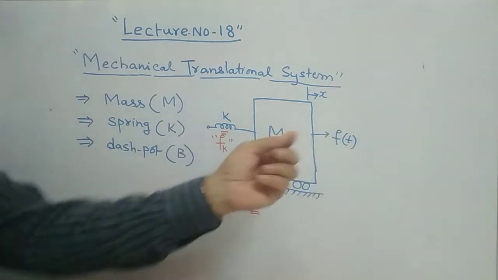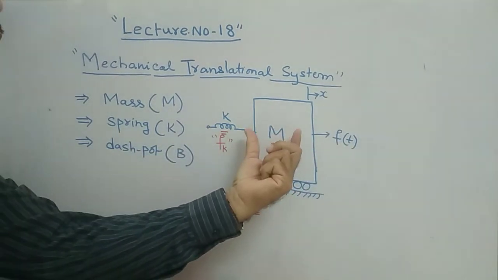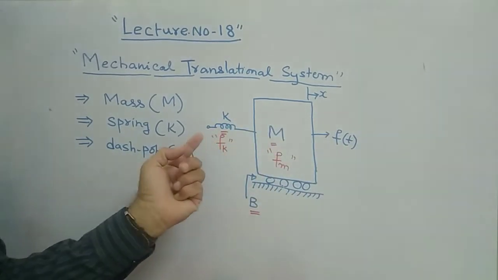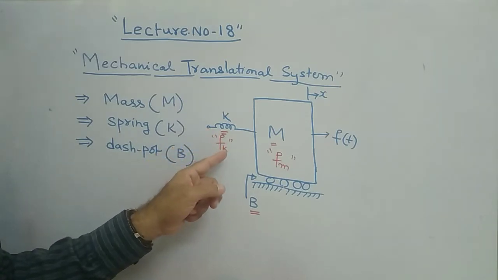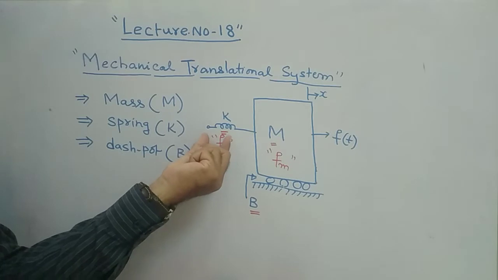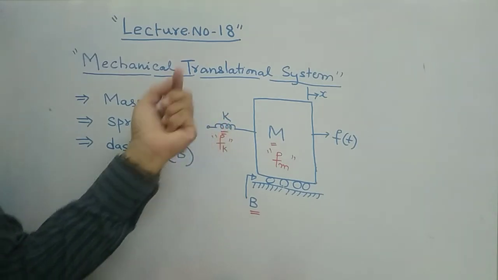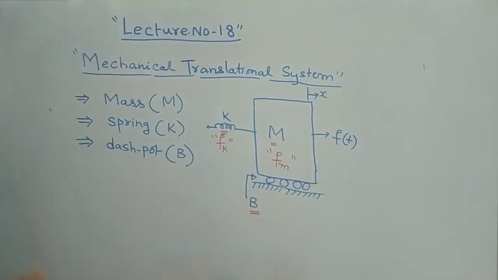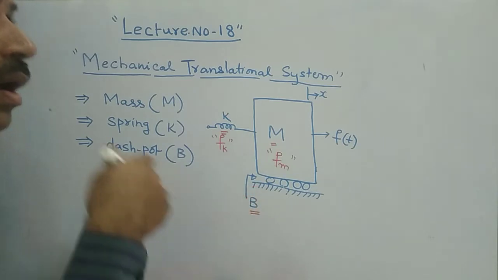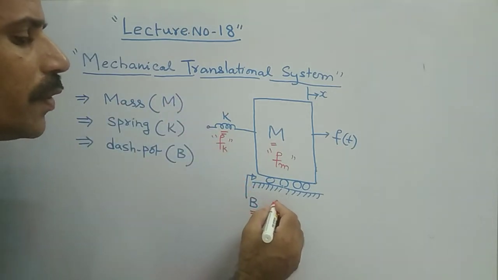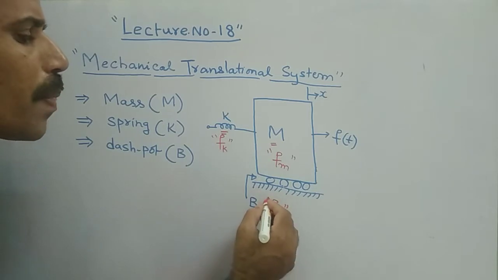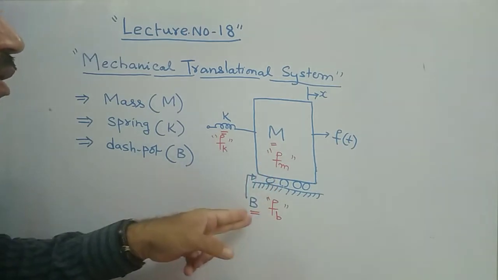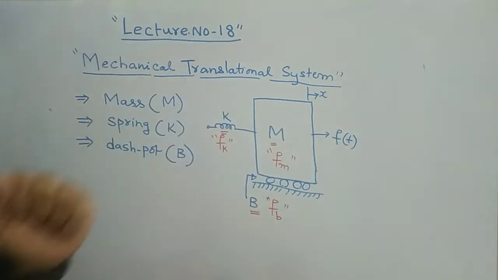For this applied force, this much Fm is opposed by this mass element, and again for this applied force f of t, this much force, f suffix k, nothing but the force offered by the spring constant k, is opposed by the spring with respect to the applied force f of t. Similarly, considering this dash pot element, the force opposed by this element is F suffix B. Let us call it a small fb. You can write capital FB also, nothing wrong in that. So this much force is offered by this dash pot element with respect to the f of t.